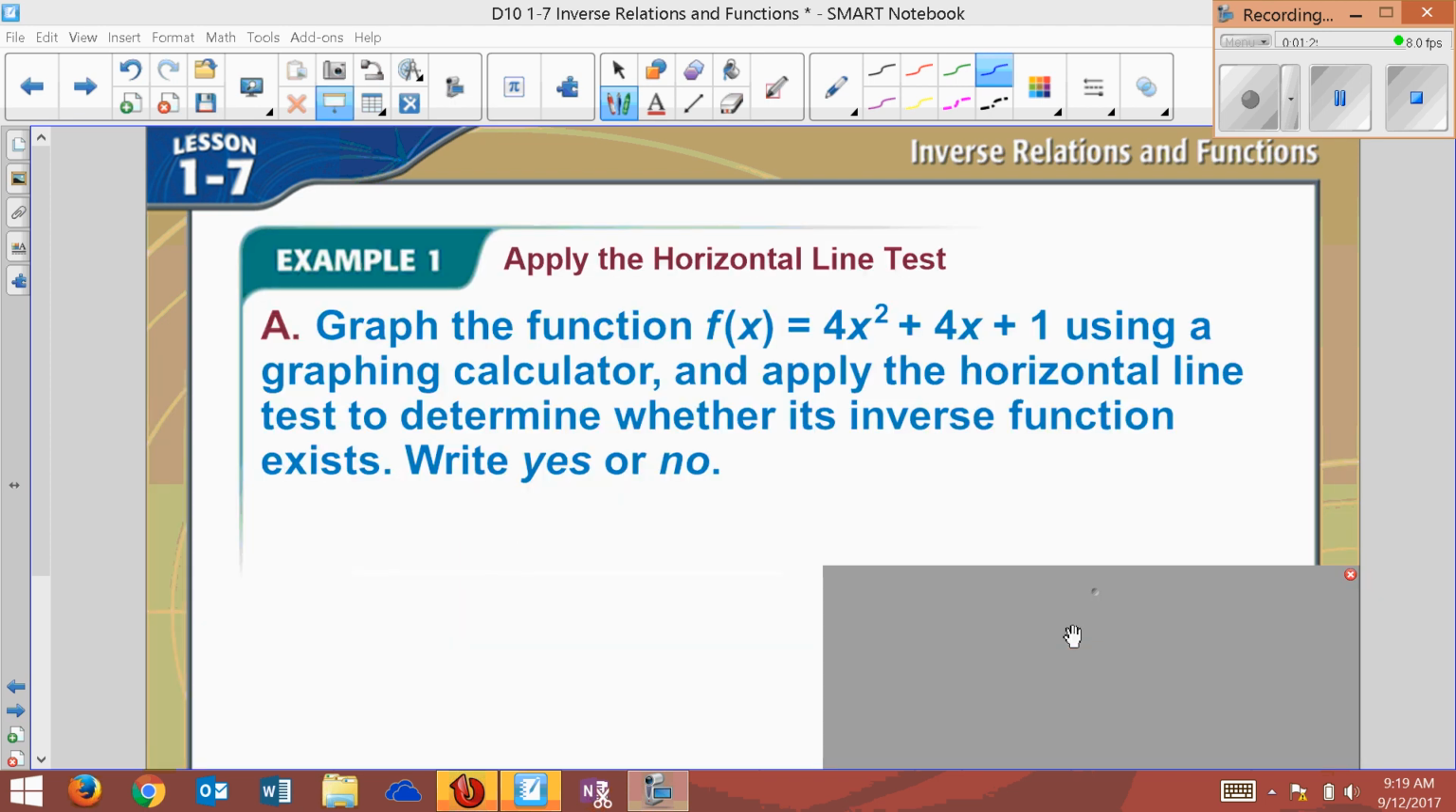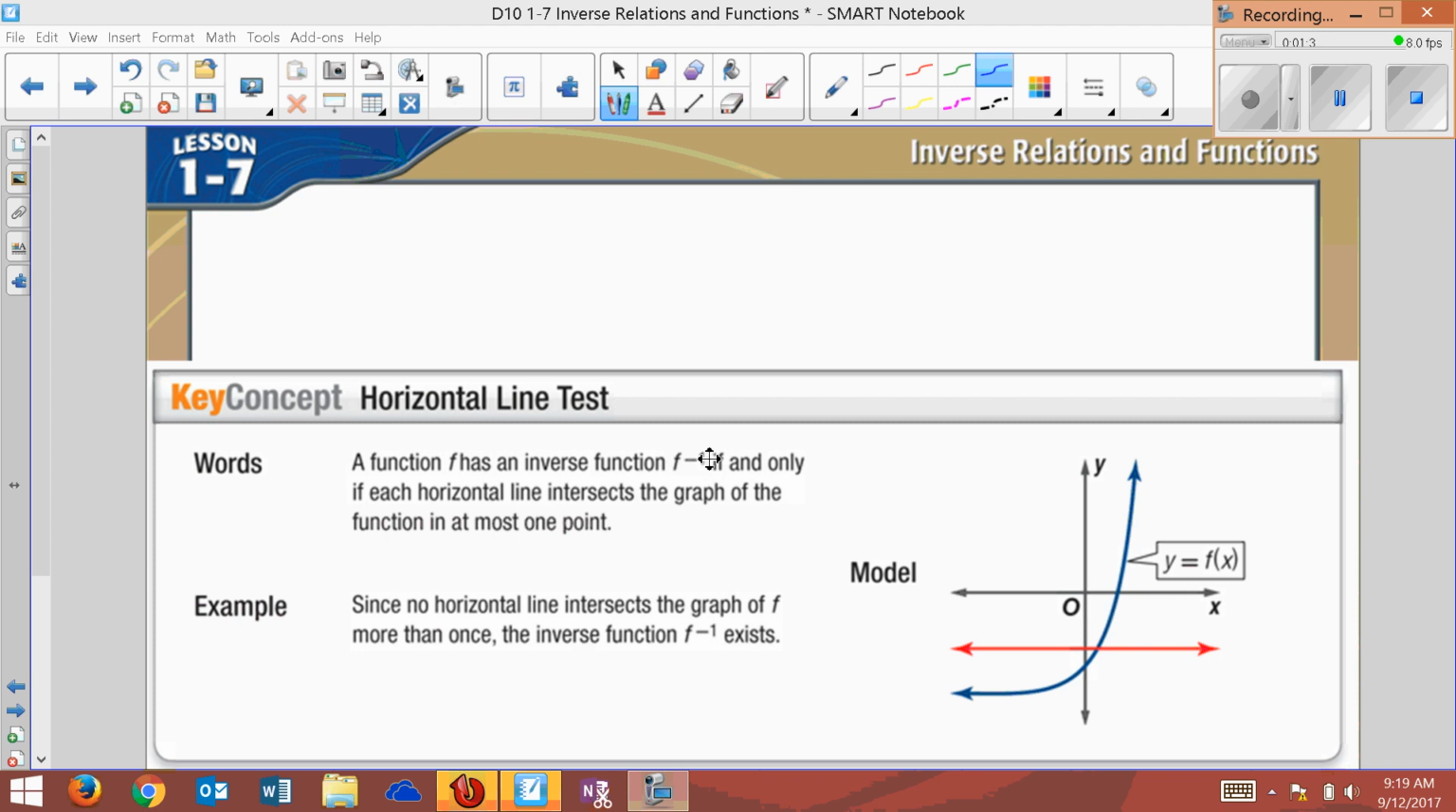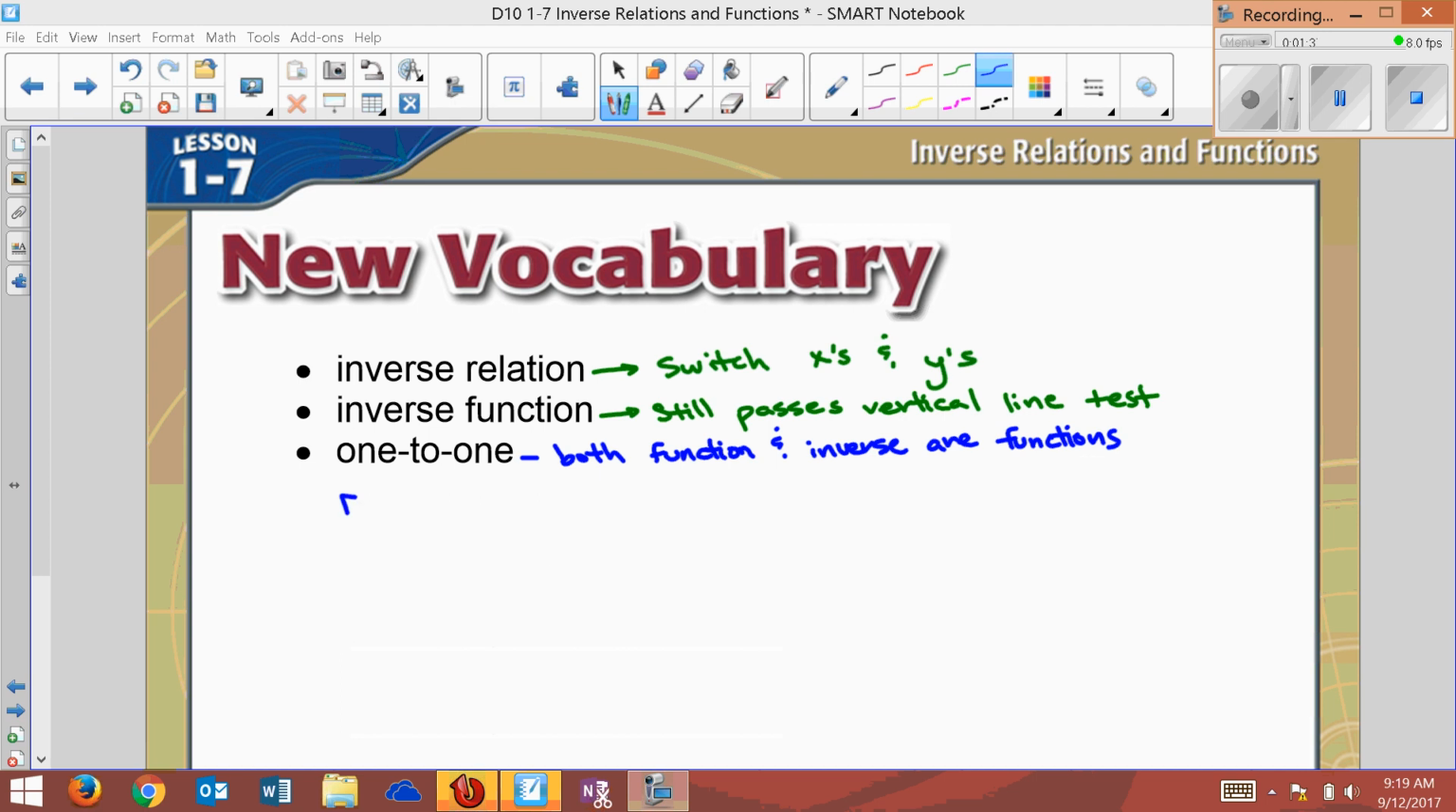So, and a symbol right here, this refers to inverse. That's the symbol for inverse. I should put that over here so you have it down. But f-1 is a symbol for inverse function. All right, so now let's get to work.